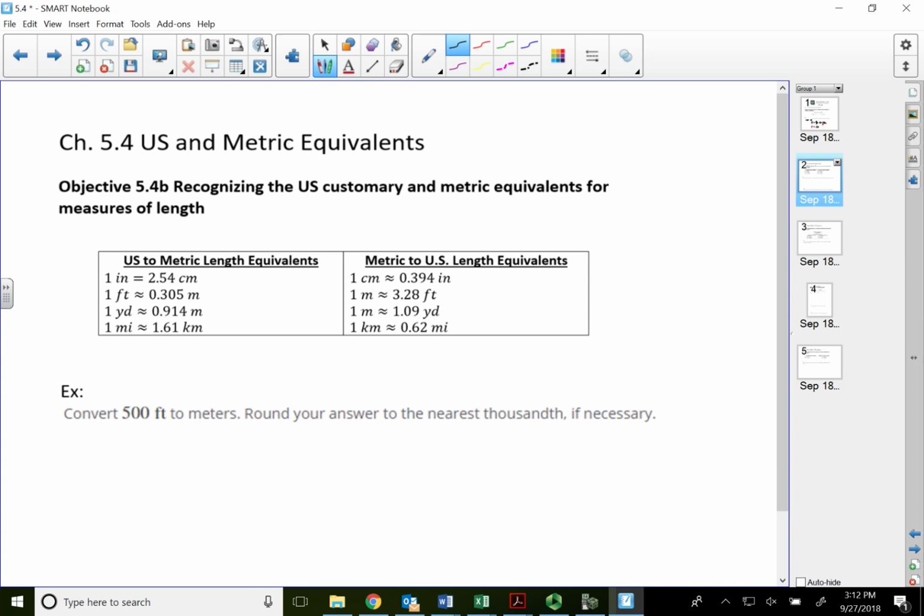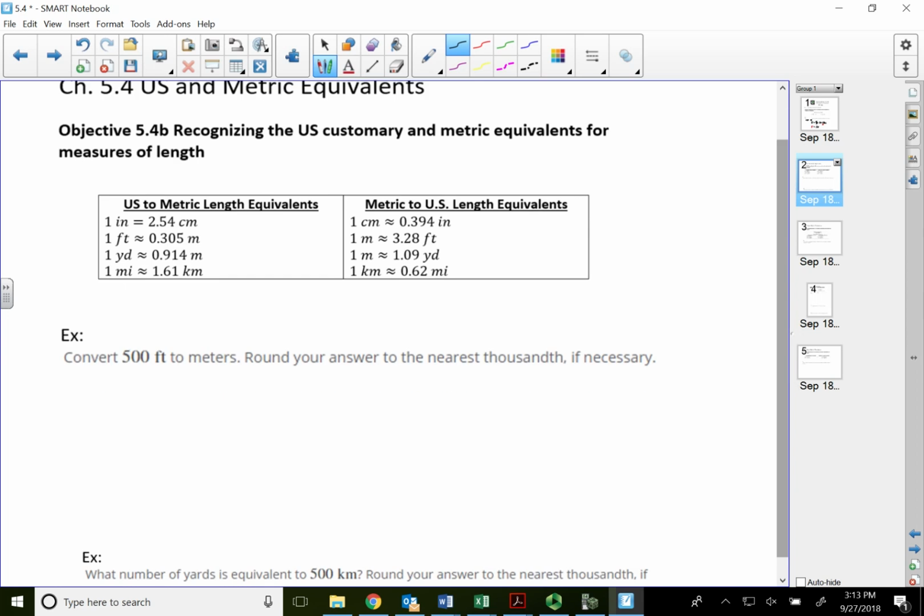So here is a little bit strange, okay? On one side, on the left, I have US measurement converted to metric. On the right-hand side, we have metric converted to US. So do I use the one on the left or do I use the one on the right? Whenever we are looking at two sides like this, once you choose the correct side, all you have to do is multiply, okay? Which side you use depends on where you're starting.